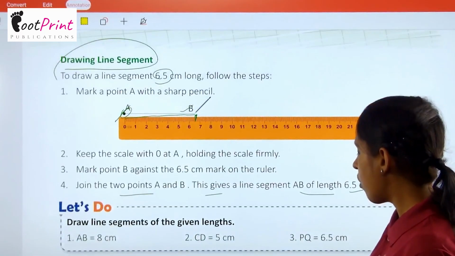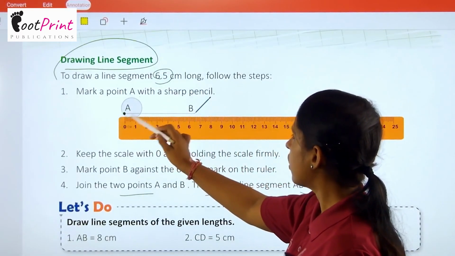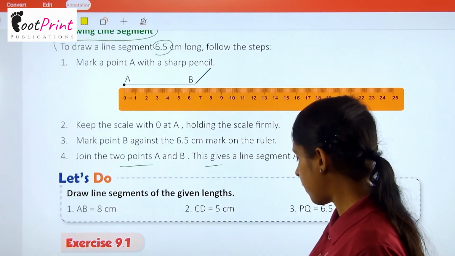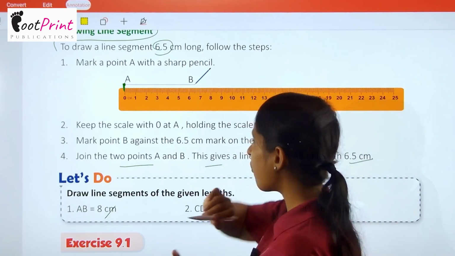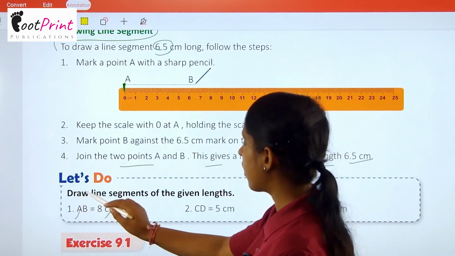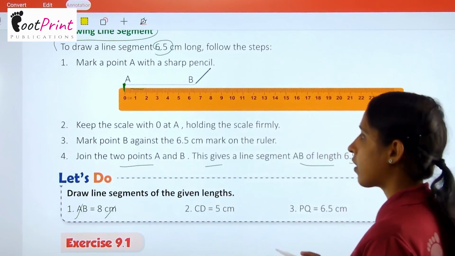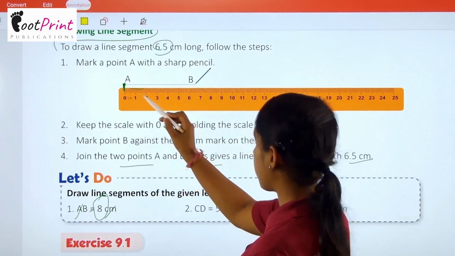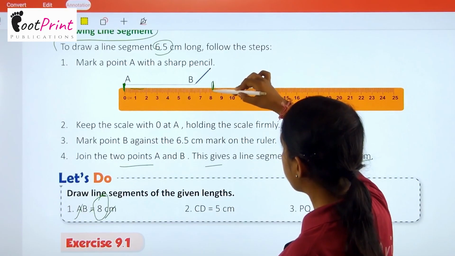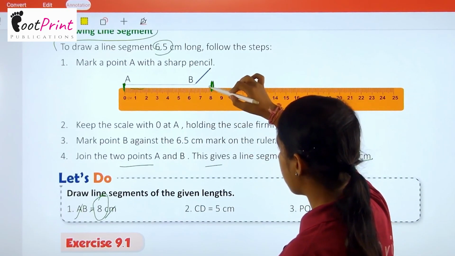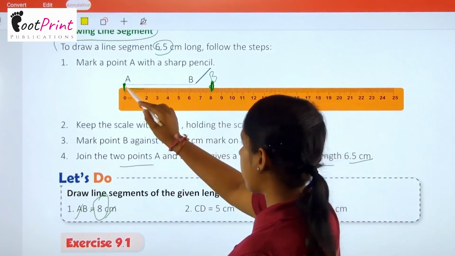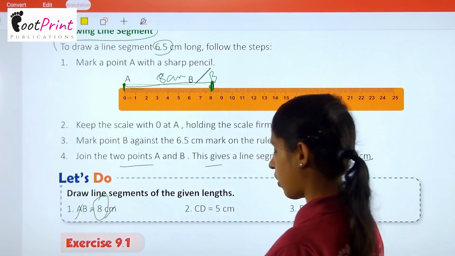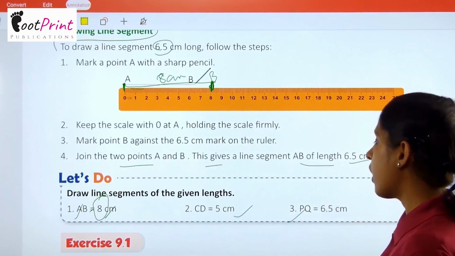We have to draw a line segment. So how do we draw here? AB equals 8 centimeter. First we mark a point A. Then we take our ruler or scale firmly and we know we have to draw 8 centimeter. So we mark 8 centimeter on the scale, here, and mark point B. Then we will join both the points and we get line segment AB equals 8 centimeter. Just like that you will draw 2 and 3 by yourself.